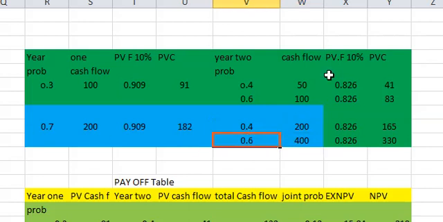So you can still get our present value cash flow in year 2. So still we have the same PV factor, which is 10%. So 10% here, 0.826, 0.826. So you can multiply here to get your present value cash flow in year 2. So once you get the present value cash flow in year 1 and year 2, the next step is to construct what we call a payoff table.